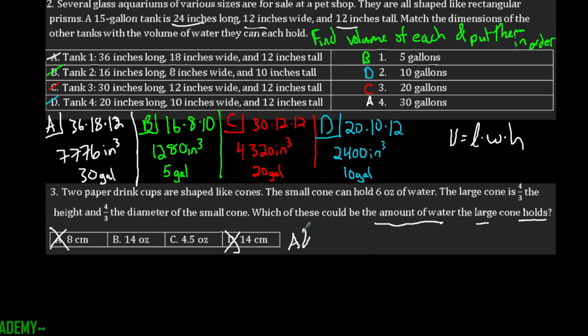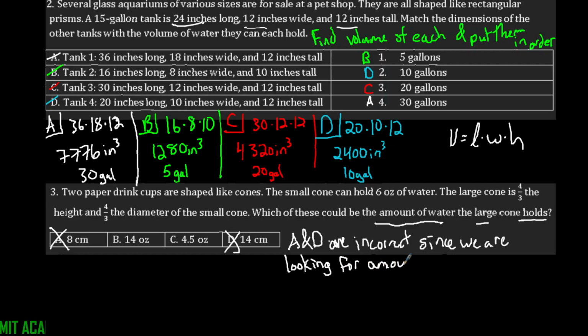So we're going to say A and D are incorrect since we are looking for an amount of water. So it's almost like you're at the water fountain holding one of those cones, you're trying to compare those, and since it has centimeters, it's not centimeters cubed, we know it can't be A and D.